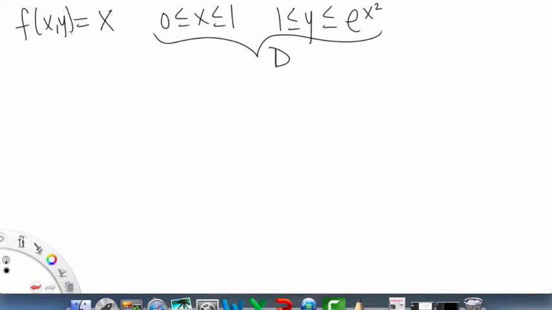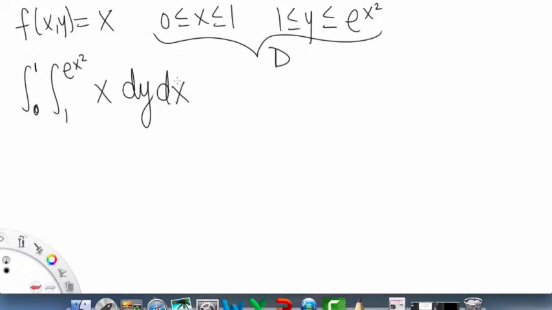Okay, so we basically have all the information. We have our bounds and our f of x, y. So we can set it up. We'll do the constants on the outside, right? So 0 to 1. And then we have our more complicated bounds, which are 1 to e to the x squared. And then our f of x, y is just x. And then we have to figure out, for the inner bounds, is this dx or dy? And this will be a dy, right? Because these bounds corresponded to y. So we have to have the y stuff on the inside. And on the outside is then x stuff. So that would be a dx at the end.